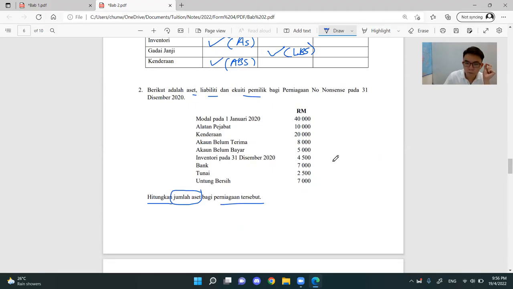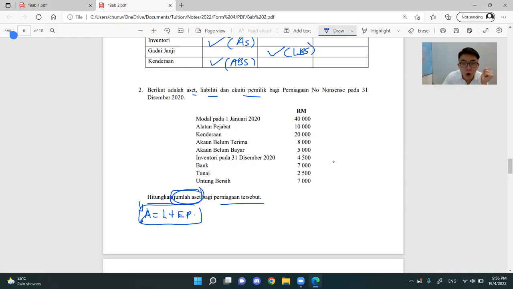Okay, what is the formula? First, the most basic formula is asset equals to liability plus equity per mille. Betul tak? So now we want to find the A, the jumlah aset. But actually, you don't have to go that far. From this jumlah aset, you just find the assets and then you just add up. I'm trying to make it complicated, but it's very simple. We use this formula later, but for this question, it's very simple.